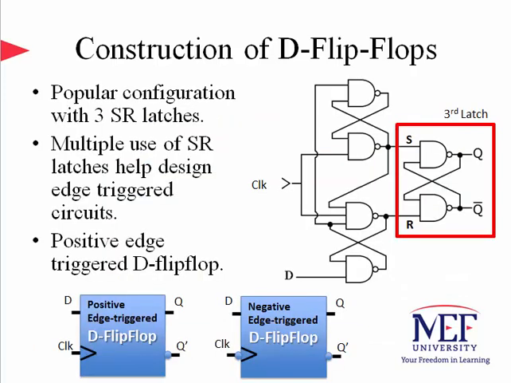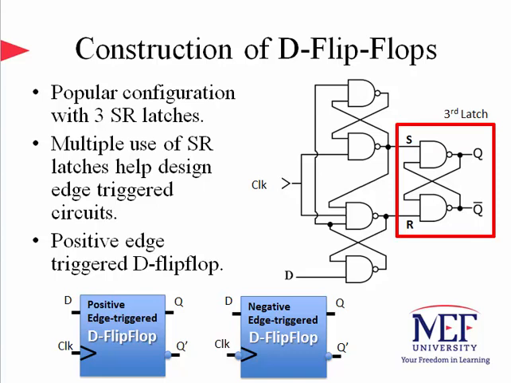Another approach is to use 3 SR latches in a special configuration as shown to the right of this slide. When the clock is 0, the S and R inputs of the third latch are kept at 1, the stable state which holds the data. When D equals 0 and the clock becomes 1, the reset input of the third latch will turn 0, making the output Q equal to 0. Note that even if D changes while the clock is high, the reset input R will still stay at 0, therefore making the whole circuit edge triggered.